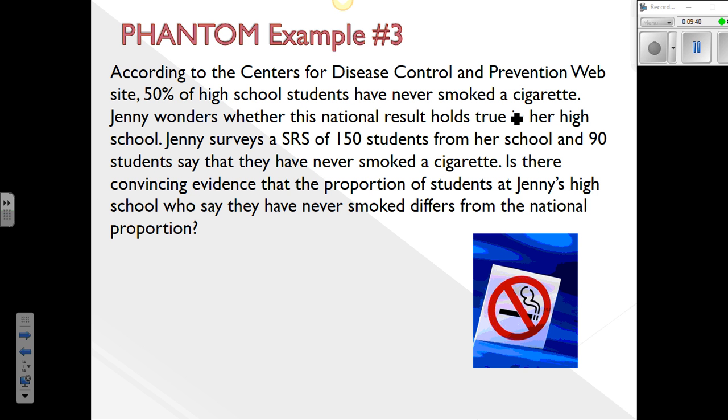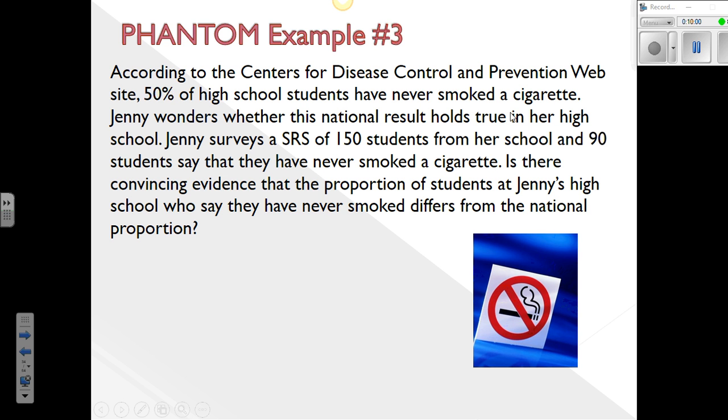Okay. All right, we're going to do this one quickly together. According to the Center for Disease Control and Prevention website, 50% of high school students have never smoked a cigarette. But they have smoked a Juul, right? Just kidding. All right. Jenny wonders whether this national result holds true at her high school.